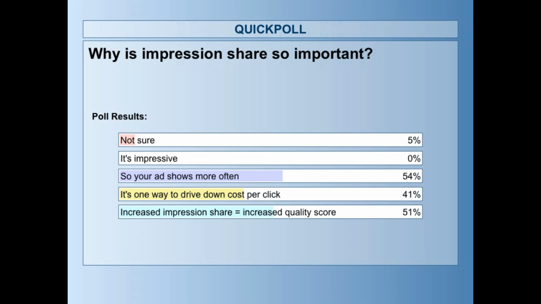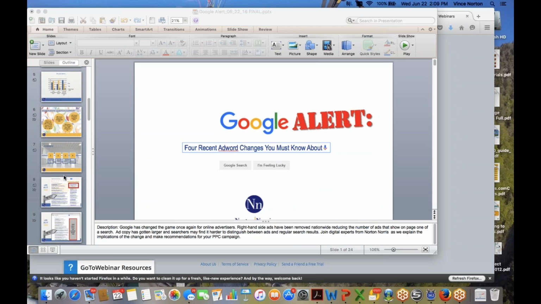So absolutely true. Impression share, the higher it is, the more often your ad shows. For those who don't know, impression share is the percentage of times that your ad was eligible to show and then it actually did show. So Google looks at your ads and says, based on your targeting, here are, say, 100 opportunities where this ad would be relevant. I'm going to show it 50 times. That would be a 50% impression share.